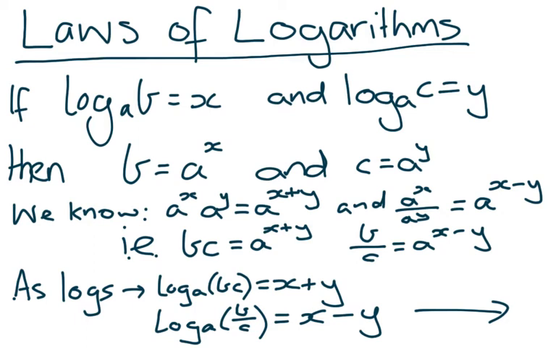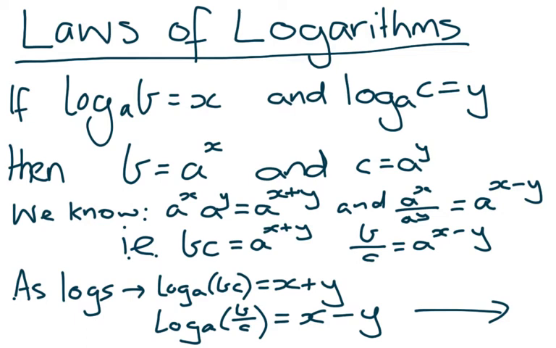So the first thing that you need to know is, suppose that log base A of B is equal to X and log base A of C is equal to Y. Then if we were to rearrange that into the exponential form, we would have B is equal to A to the power of X and C is equal to A to the power of Y. We also know that if we were to do A to the power of X times A to the power of Y, we would get A to the power of X plus Y. That's using our normal index laws.